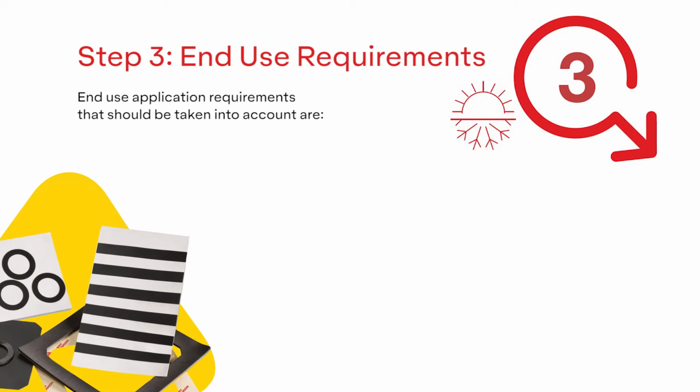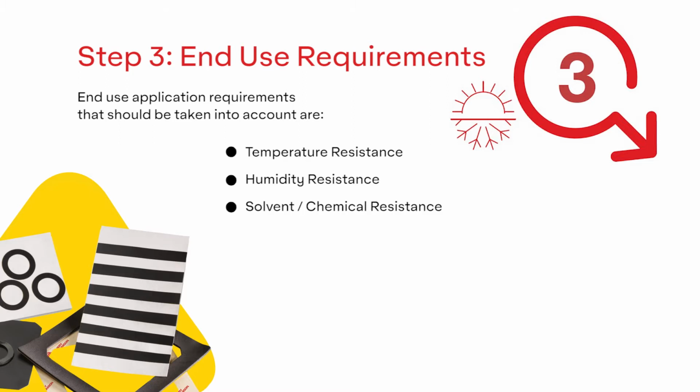Step 3 is where we look at any additional requirements, and then I'm talking about things like temperature resistance, humidity resistance, or solvent or chemical resistance. Is it suitable for exterior applications? So the UV resistance is an important parameter. And then also we look at things like shear, so load-bearing capacity, cost of course, and any additional requirements or certifications could also be considered in this step.